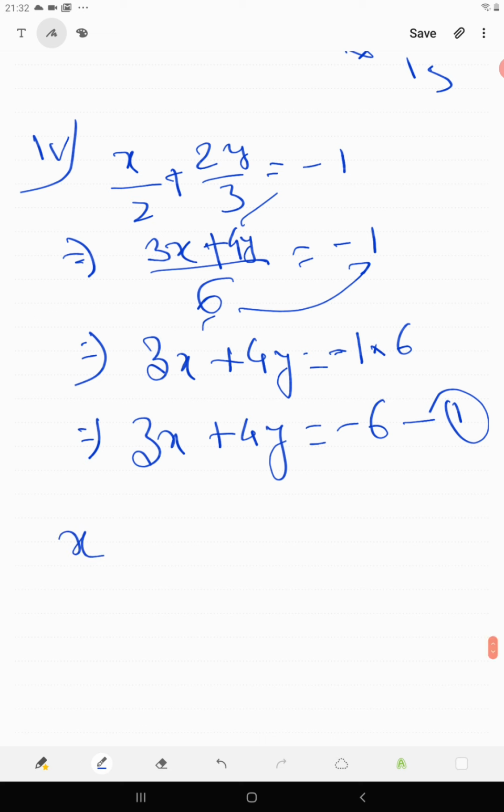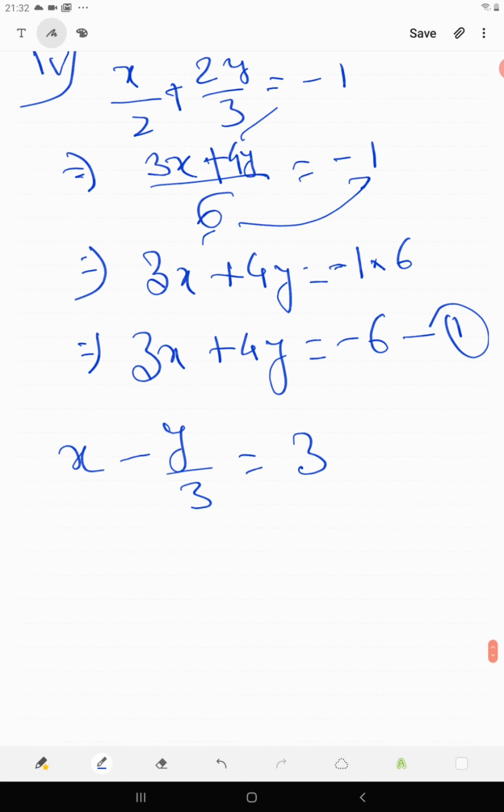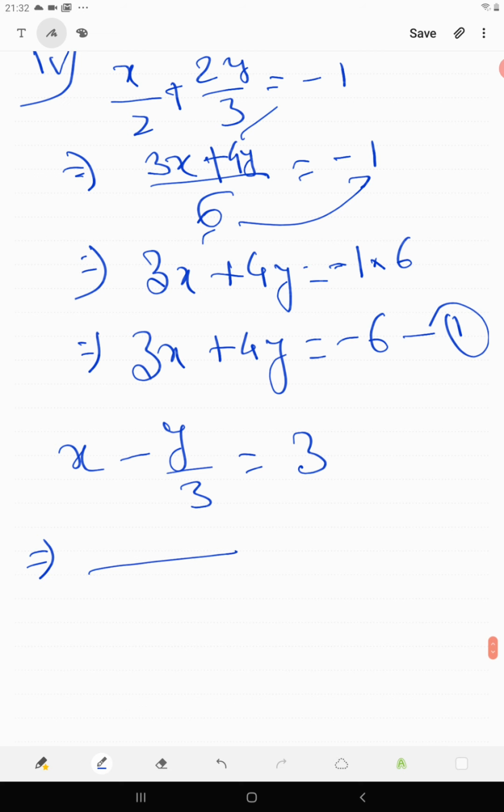So the second is x minus y by 3 equals 3. Okay, let's take the LCM here also. If nothing is there, that means 1. So the LCM of 1 and 3 is 3. Now 3 divided by 1 is 3, and 3 will be multiplied with x, so it will be 3x. Then the minus sign will be as it is. Then 3 divided by 3 is 1, and 1 will be multiplied with y, so 1 into y is y only, equals 3.